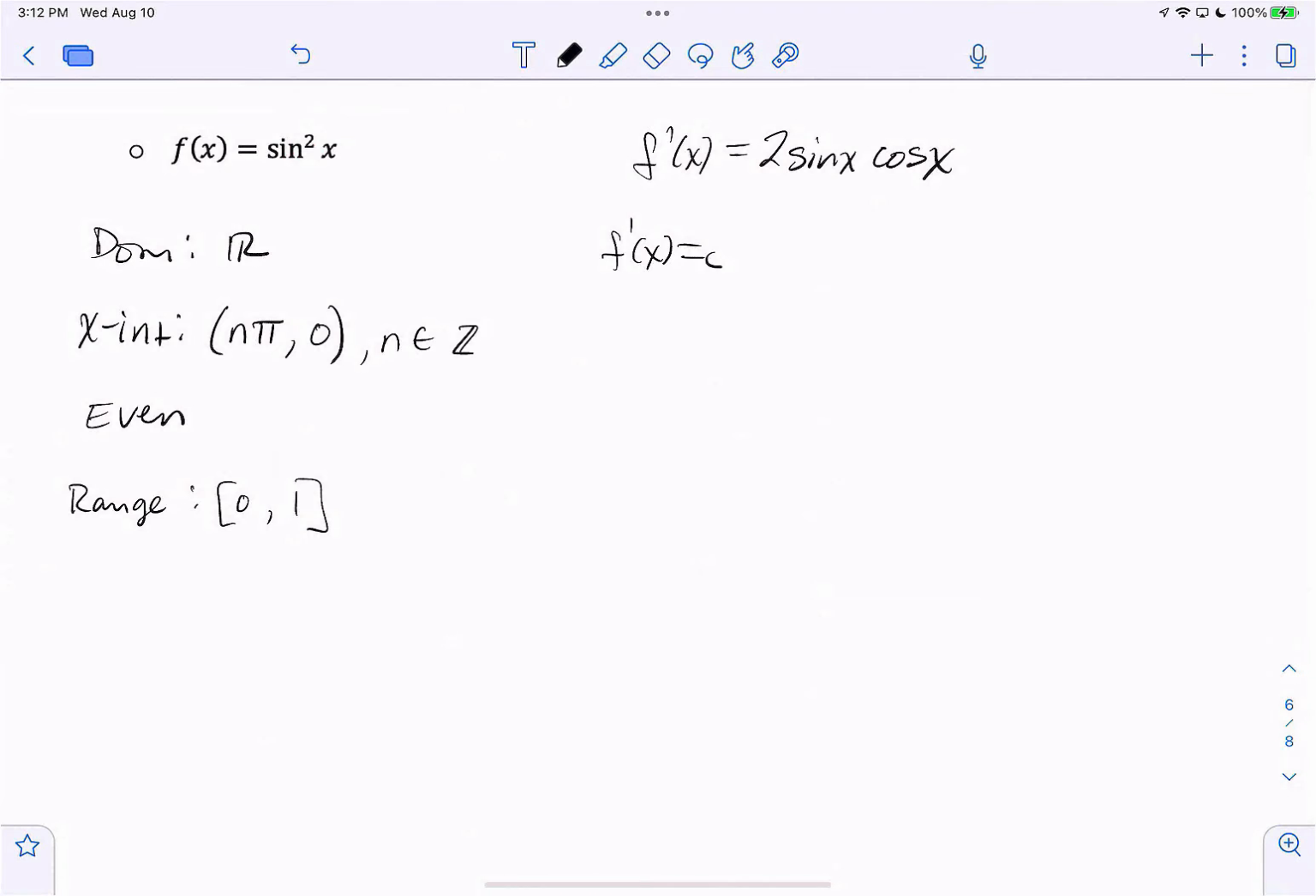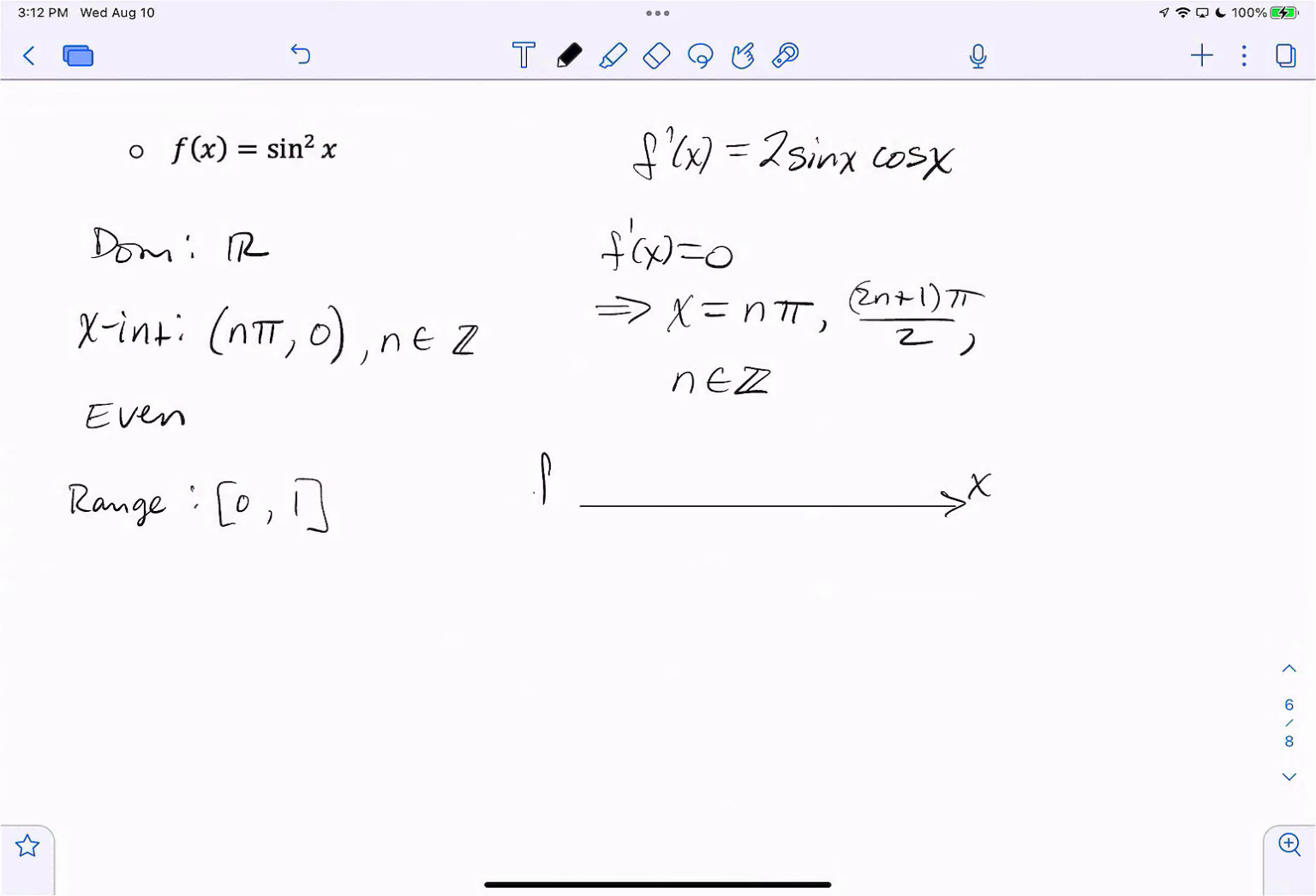F prime of x is equal to 0 implies that x is equal to n pi, that's what zeroes out the sine function, or 2n plus 1 pi over 2, that zeroes out the cosine function, and n is an integer. We're of course not going to look at the x-axis for all of these numbers, but suppose we consider from negative pi to pi, and then also 0. Oh, negative pi over 2 and pi over 2.